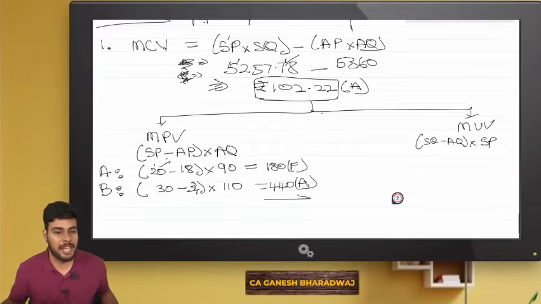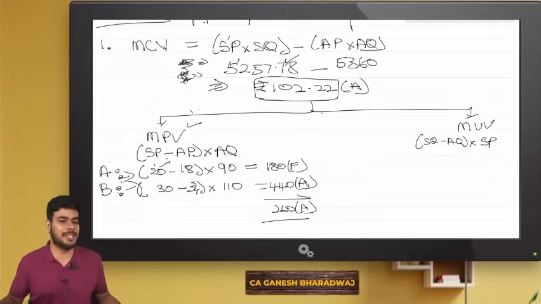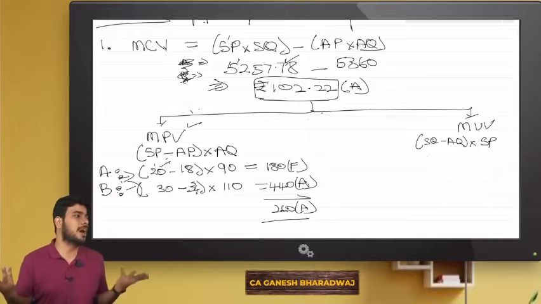So if I net it off, there is a net adverse for me. How much is that? 260 adverse. It's adverse, so how is it favorable? 260 adverse. This is why I said when you have multiple products, it's simple: product-wise, you compute all the variances and total it up. Are you clear with this?